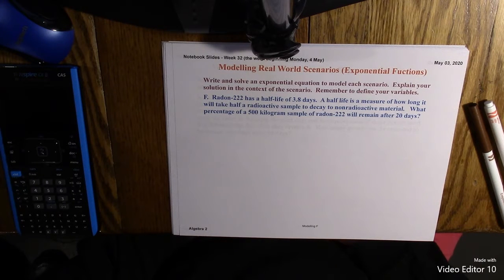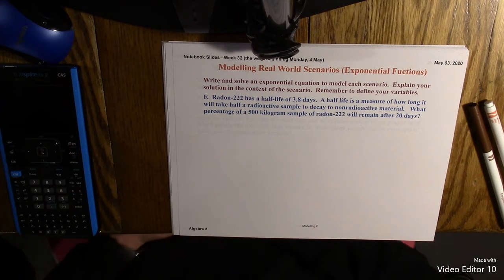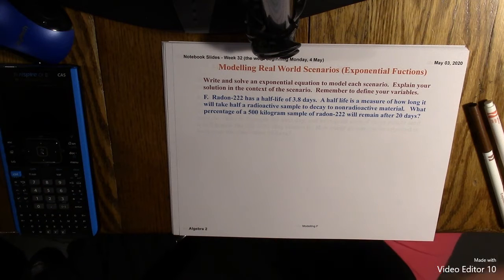A half-life measures how long it takes a radioactive sample to decay to a non-radioactive material. But it's how long it takes half of it to decay. So if you have 10 grams of radioactive material, after one half-life, there would be 5 grams. After another half-life, half of that would decay. We're not going to get into what that all is. It's just a half-life, and the idea of radioactive decay is a very good example of exponential functions.